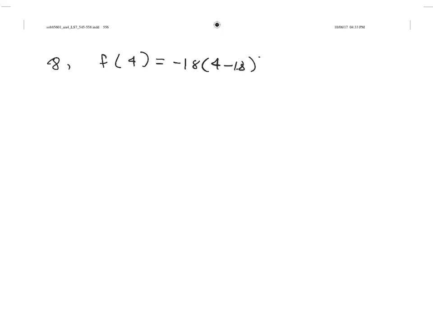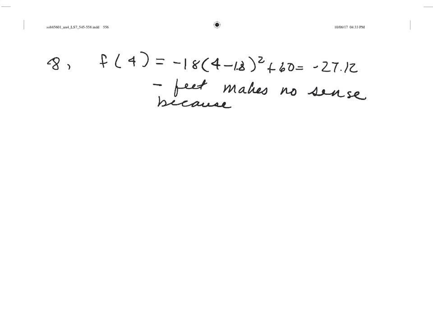So when I put this into the function, I get negative 27.12, okay? So once the ball hits the ground, it doesn't apply anymore. It's not like the football is going to burrow down, okay? So negative feet makes no sense, because the ball stops when it hits the ground.